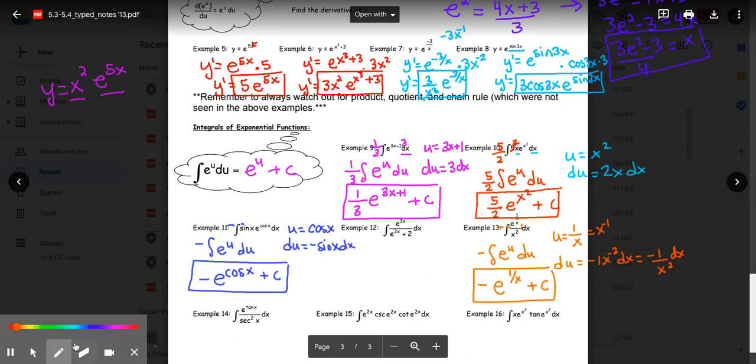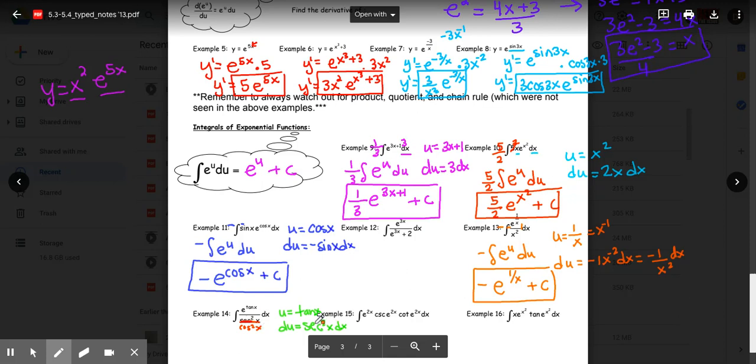Okay? So with example 14, what are you going to make u? Tangent, derivative of tangent, secant squared. Oh, you know what? I realized there's a problem with this problem. Let's see. Make this cosine squared. Okay, that'll work nicely. So change this bottom to cosine squared.